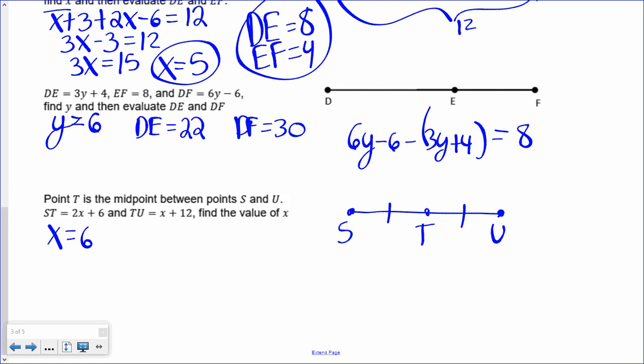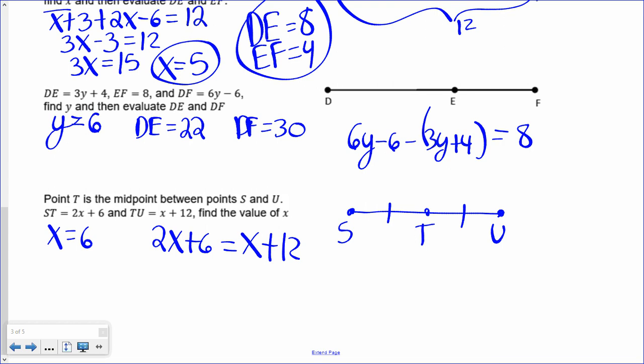No, they didn't even tell you what the whole length was. They didn't even tell you what SU is. So you can't say this plus this equals anything, because you don't know. So what would I do instead? You would do 2x plus 6 equals x plus 12. It's just a straight up equation. You say that one half is equal to the other half. And then you solve that way.